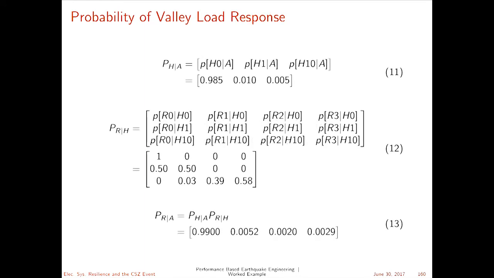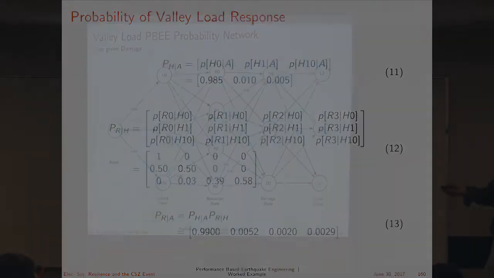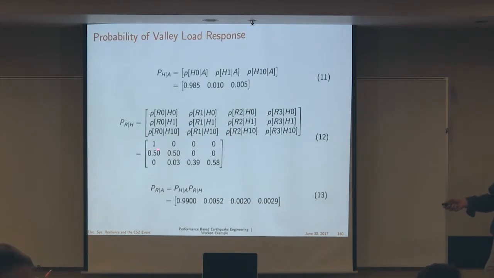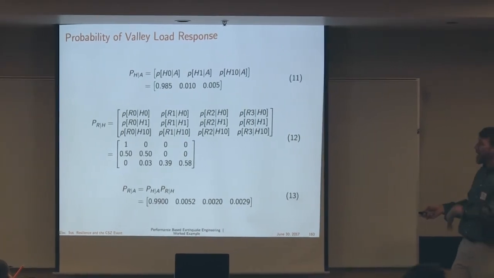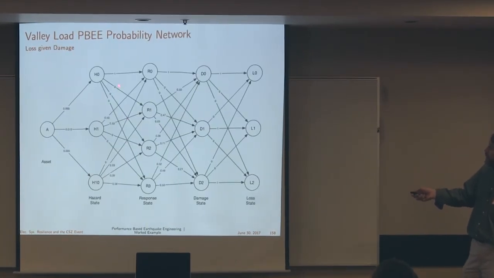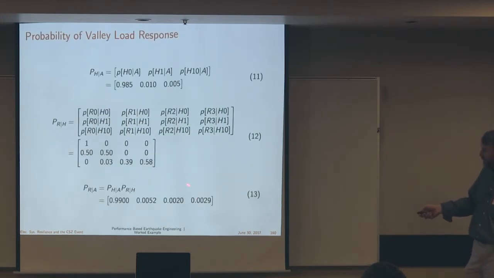The next matrix is the probability that I go from hazards to response. So these four: 1, 0, 0, 0.5, 0.5, 0, 0, all that. That matrix has all the probabilities that I end up at a certain response given a hazard. So I multiply these two together to leapfrog that layer. Sorry, go back one. If I multiply this matrix times this matrix, I get the probability of these responses given that asset, and that's what I have.